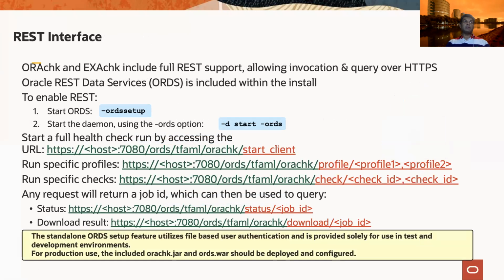There's a REST interface to execute all of this. Instead of invoking the script, you can enable the ORD setup, you can configure it, and you can run a full health check. So the options in this case are the start client, you can specify what profile you want to run, what check IDs you want to run. And once you run this, it will return a job ID. Then you can look at the status of the job ID. And when the status says complete, you can download this job ID and a zip file will be downloaded back. So if you want to run the whole thing, you can run it using REST.